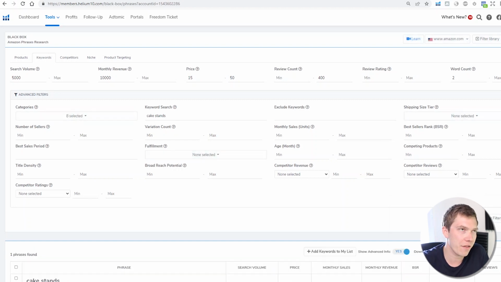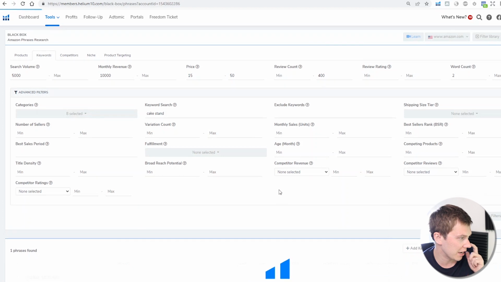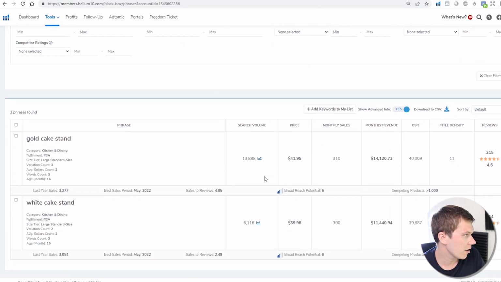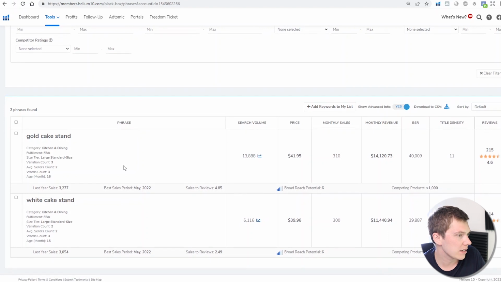And this is the kind of thinking outside of the box that you need to do to help you to differentiate, basically. Cake stands isn't actually showing anything. Okay, so we've got cake stand. I've just put the singular of that. So we can see, that's really interesting.